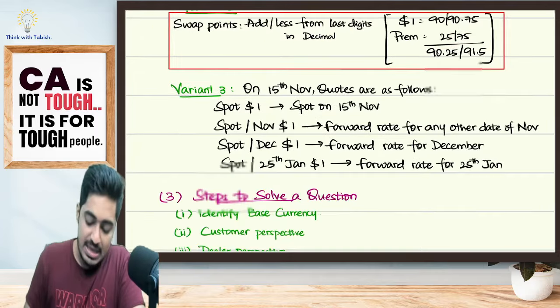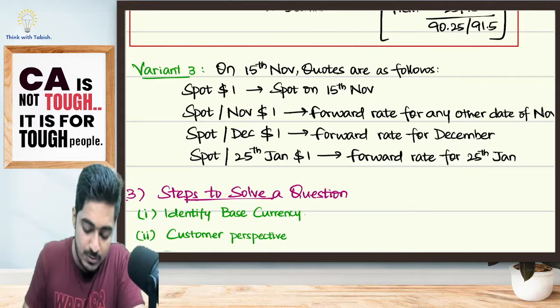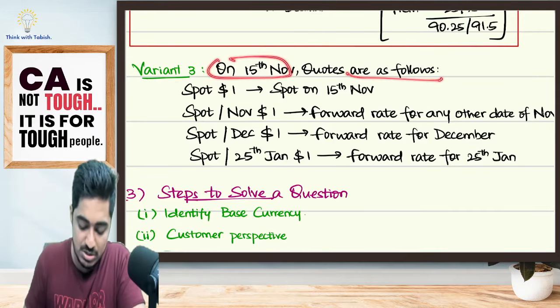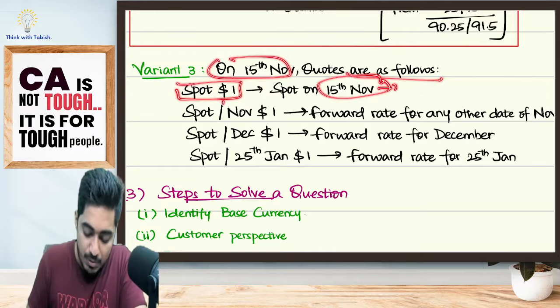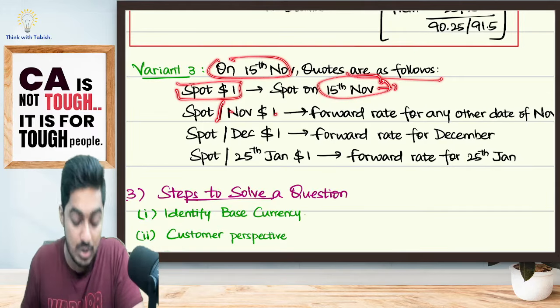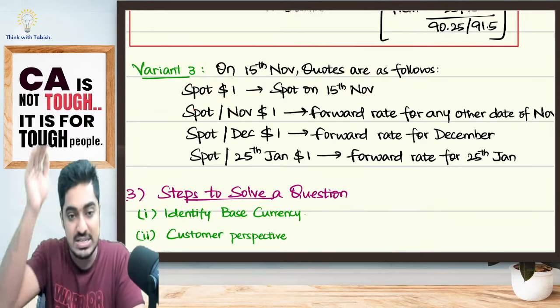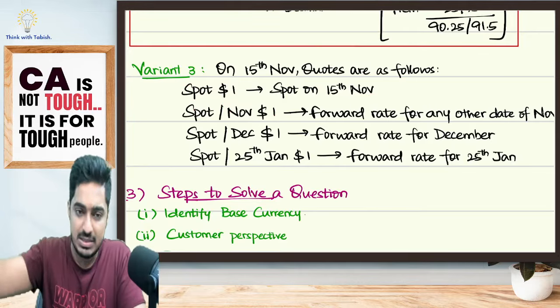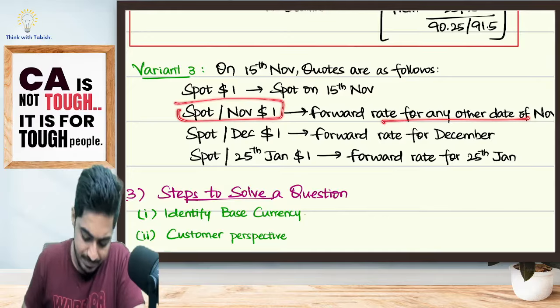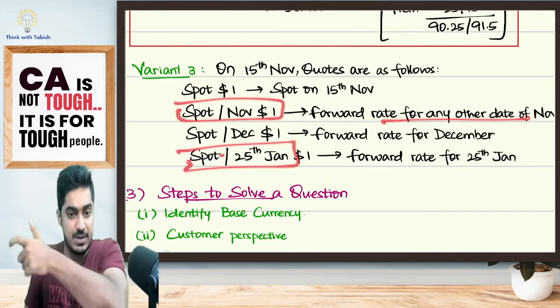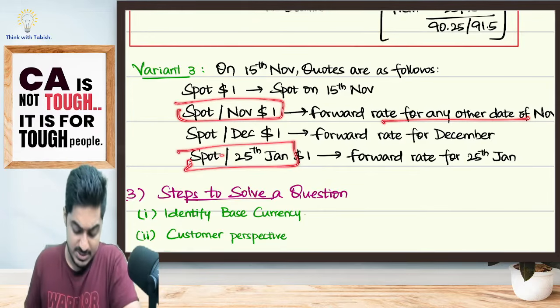Suppose the question says that on 15th November, quotes are as follows. Spot $1 is the spot rate for 15th November. Spot/November $1, what does it mean? If the question gives you spot/a month, it means it is a forward rate for any date of that month. Spot/a specific date means the forward rate for that specific date.